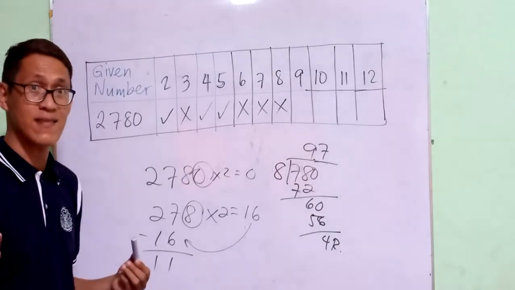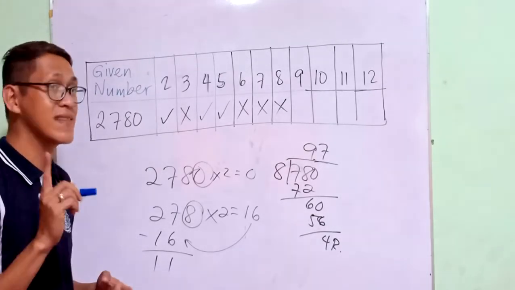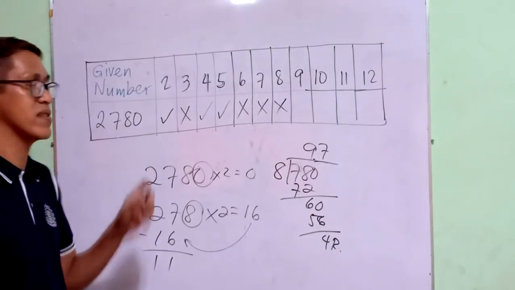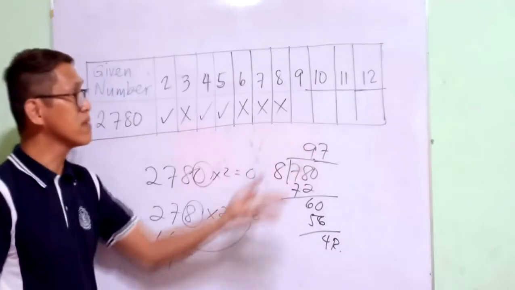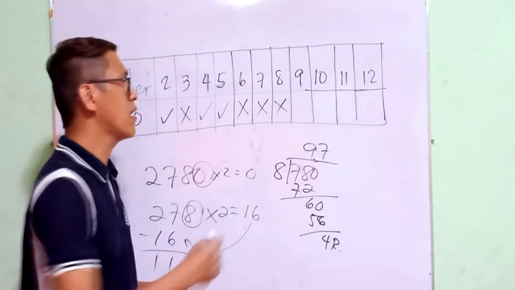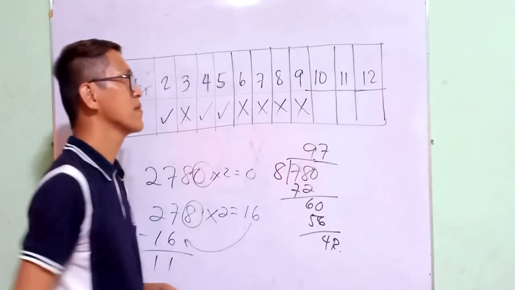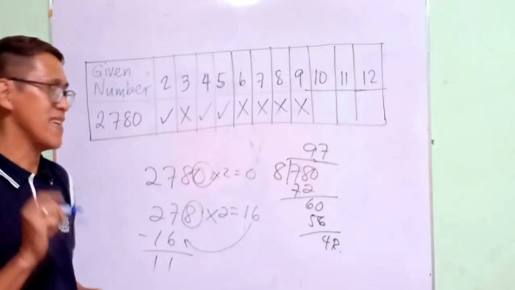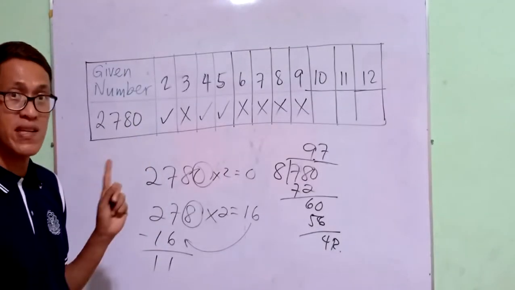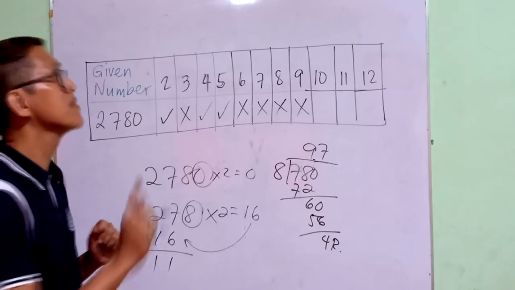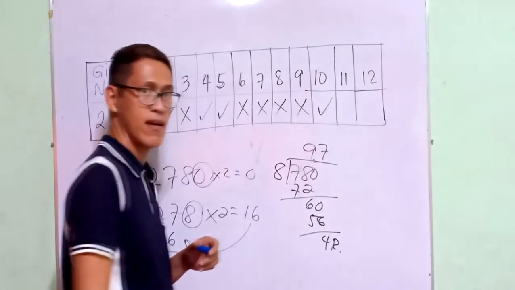What about 9? What's the rule of 9 again? Add the digits. Again, we said the sum of the digits is 17. And 17, not divisible by 9. So another x here. What about for 10? Yes. It ends in 0, meaning this number is divisible by 10. So we'll put a check there.